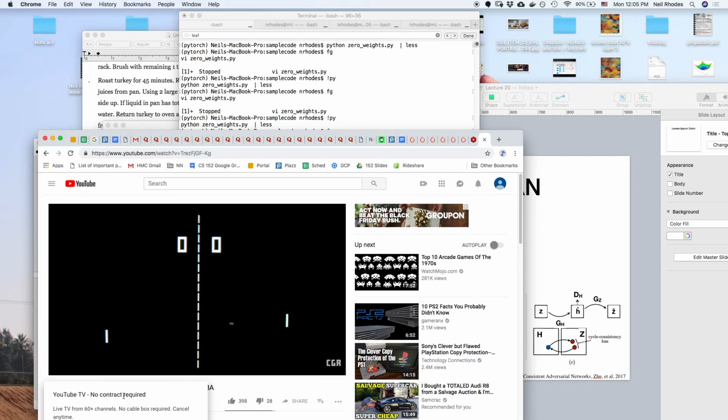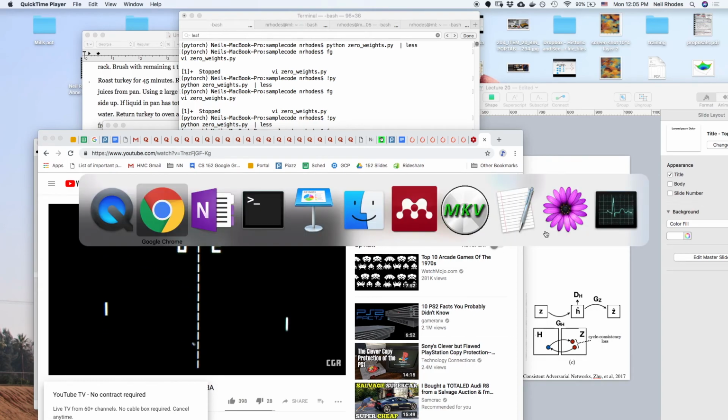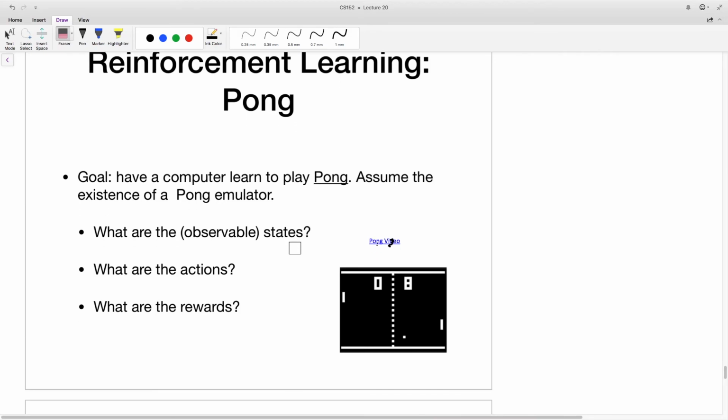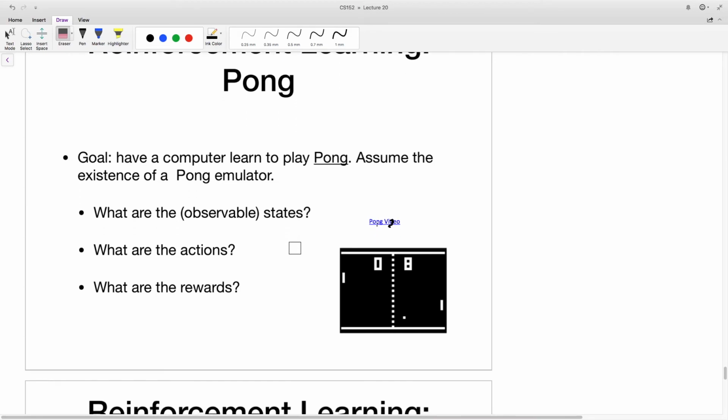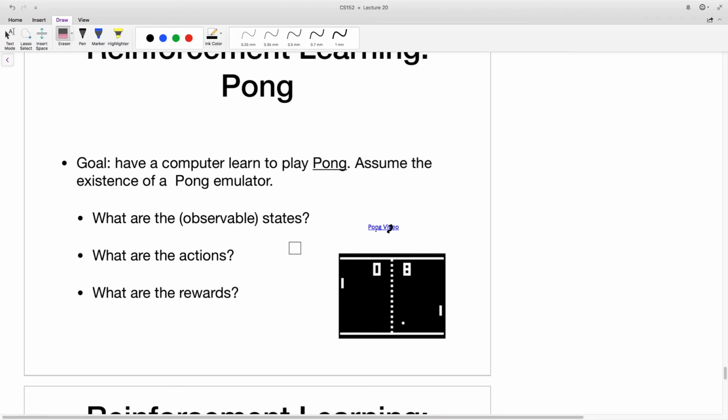And you're playing against a competitor, so there's a left player and a right player. But let's just imagine you're one of the players, just like in chess you're one of the players. What are the states? What are the actions? What are the rewards? Go. Work together for 2 minutes. Make it quick.